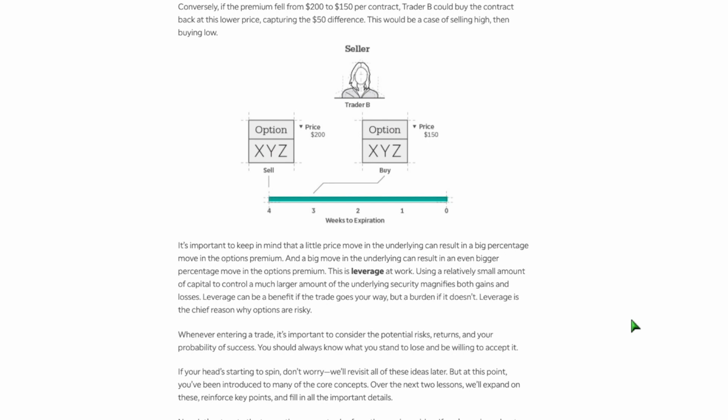Using a relatively small amount of capital to control a much larger amount of the underlying security magnifies both gains and losses. Leverage can benefit you if it goes your way, but it's a burden if it does not. Leverage is why options are risky. Remember that.